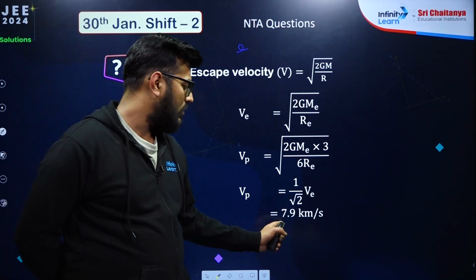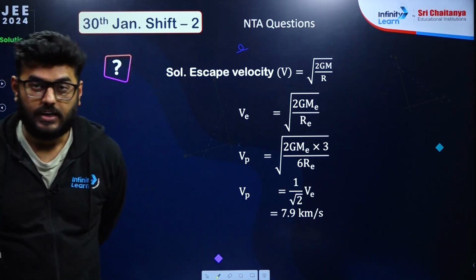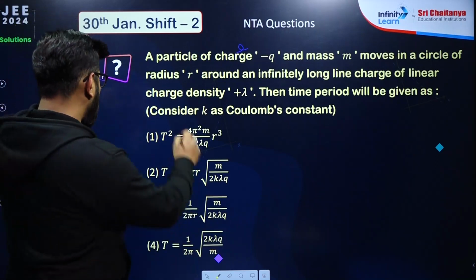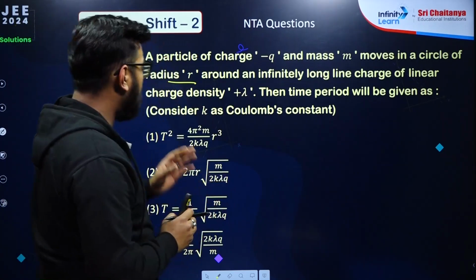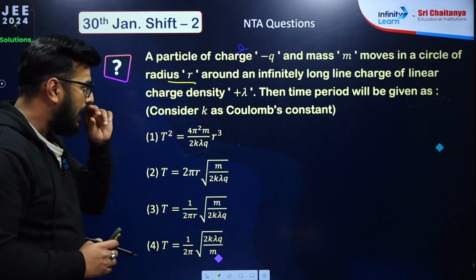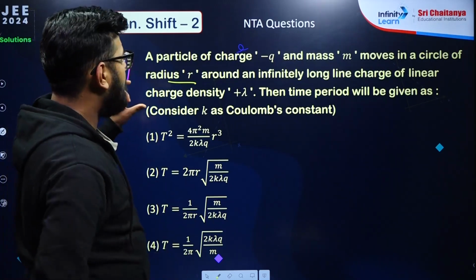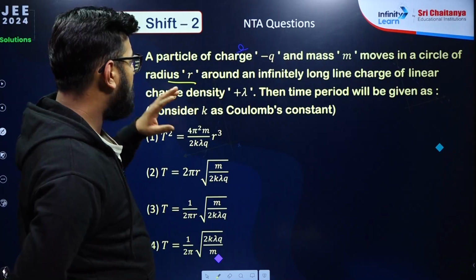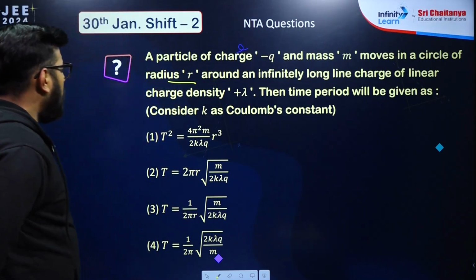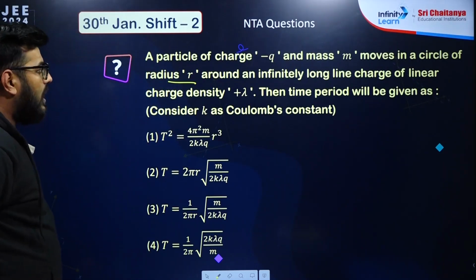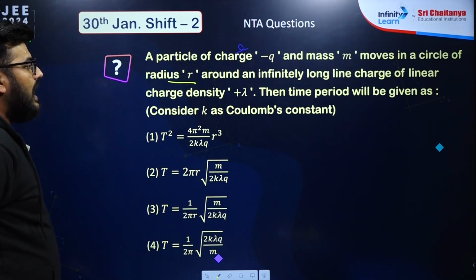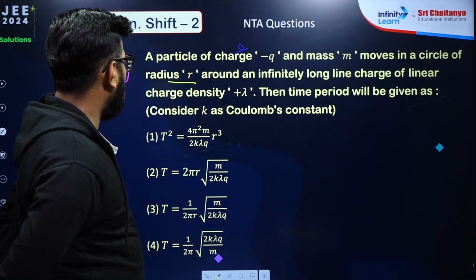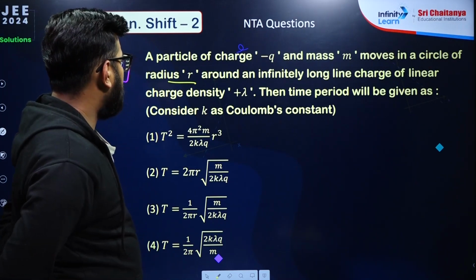So escape velocity divided by root 2 is going to be 7.9 kilometer per second. If a particle of charge minus q and mass m moves in a circle of radius small r around an infinitely long line charge of linear charge density lambda, then the time period will be given as... So basically, a particle of charge minus q and mass m moves in a circle of radius small r around an infinitely long line charge of linear charge density lambda, right? The time period will be.